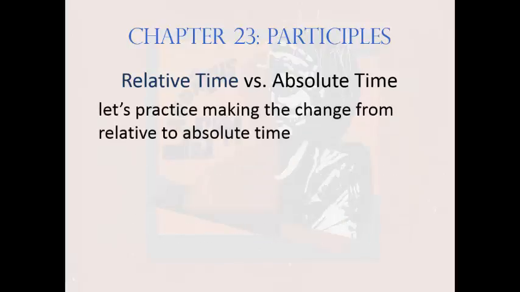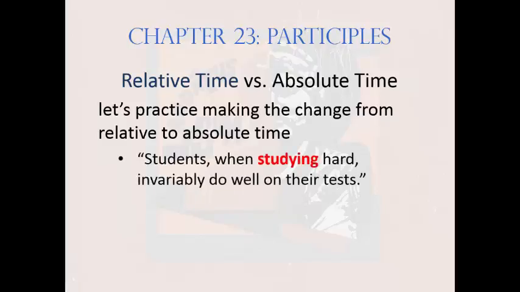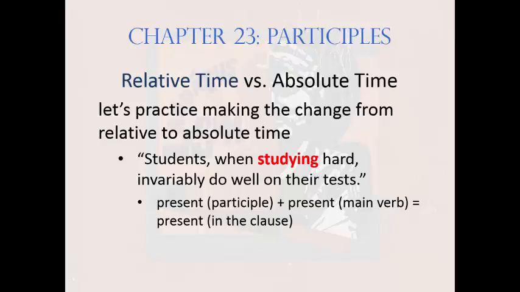One more time. Let's practice shifting verb forms between relative and absolute time. If you've mastered this change, you can skip ahead in this presentation to the vocabulary. Let's start with this sentence. "Students, studying hard or when studying hard, invariably do well on their tests." Let's convert the relative time participial phrase, "studying hard," into a "when" clause with a finite absolute time verb. Look at the time value of the participle. It's +0 because "studying" is a present participle.